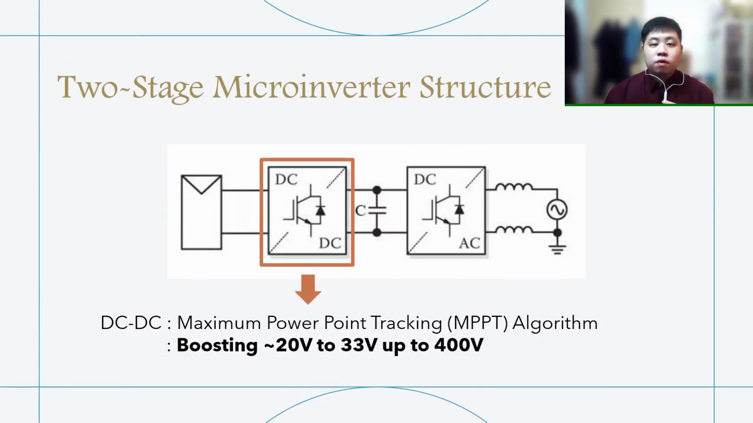In a two-stage microinverter structure, the front-end DC-DC stage, which is where our focus is on, functions to implement the maximum power point tracking or MPPT algorithm, and to also boost the PV's DC voltage up to around 400 volts, so that the DC-AC stage after it can invert it for grid connection. Working step by step, this project focuses first on taking care of the voltage boosting.